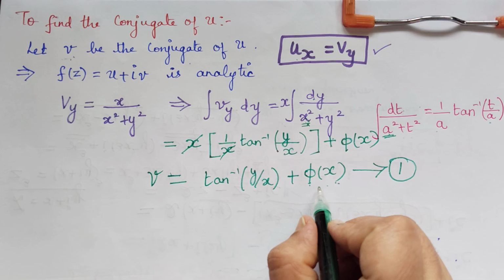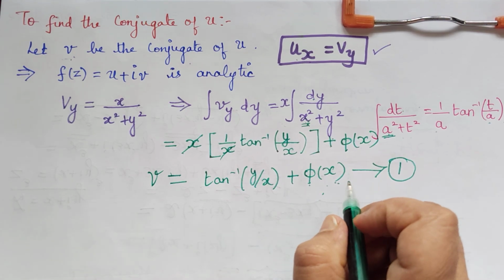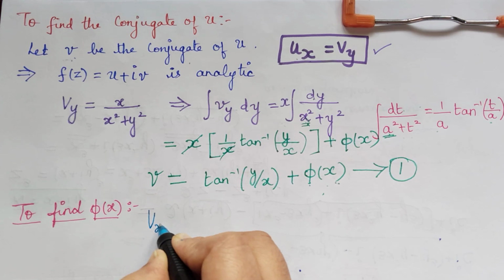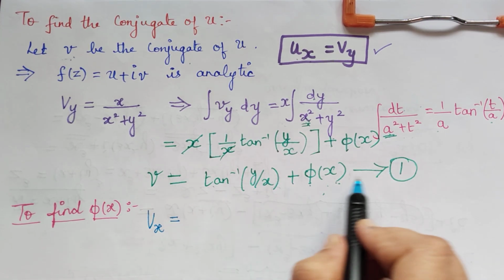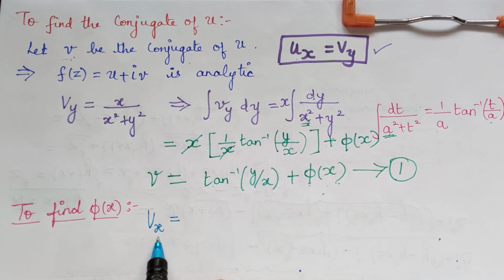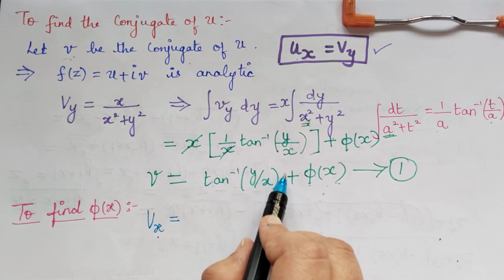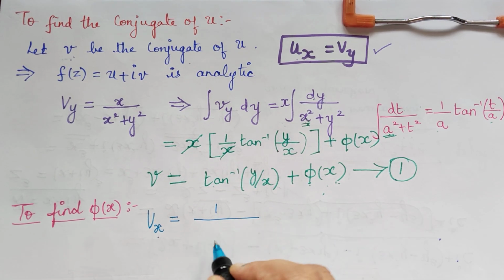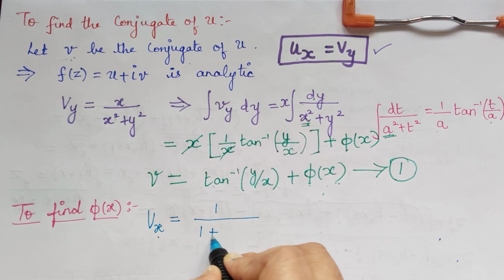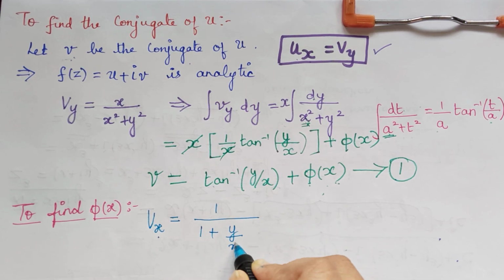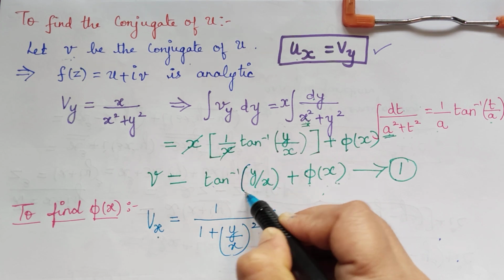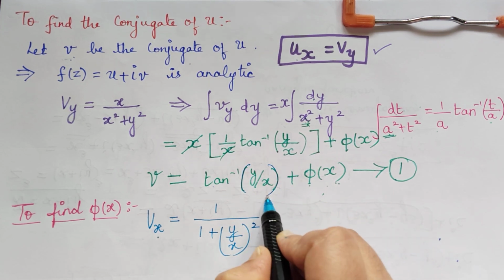In order to do that, we have to use the second CR equation, for which first we have to find Vx, which is obtained by differentiating equation 1 with respect to x. So when we differentiate tan inverse of y by x, we know that the differentiation of tan inverse is 1 by 1 plus (y by x) the whole square, multiplied with the differentiation of whatever is inside the bracket, using the chain rule.